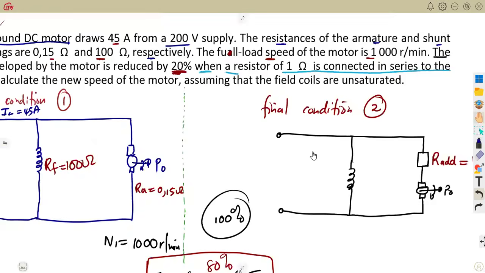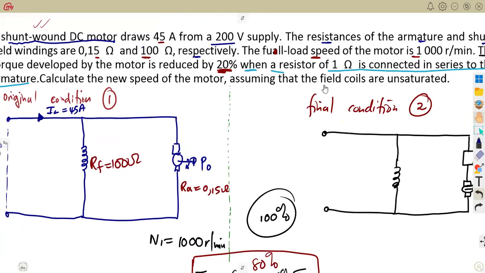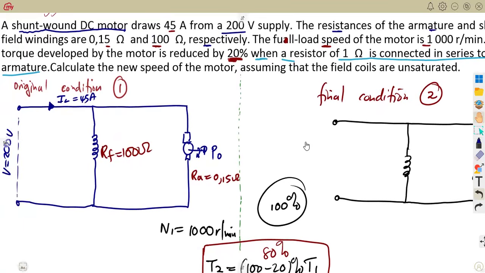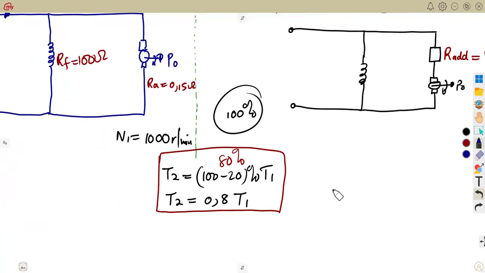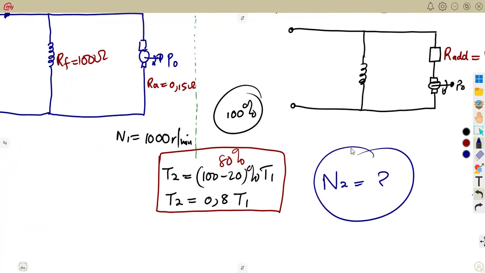Then they are saying, calculate the new speed, assuming that the field coils are unsaturated. We need to calculate the speed of the motor. That is our question, which is N2. Remember, this is the final one. When we had the original one, what is your N2? This is what you need to calculate.